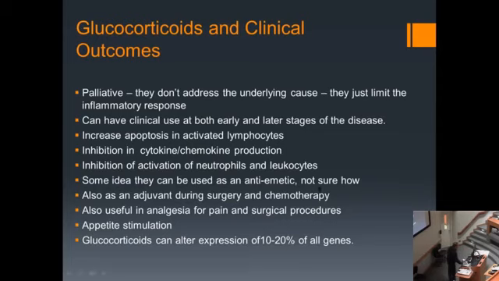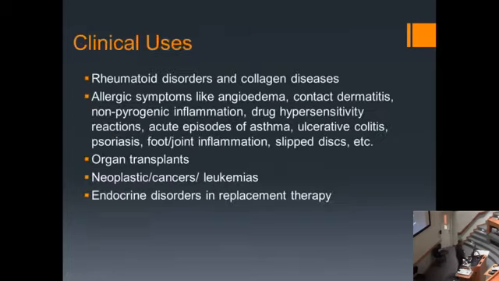There's some idea that they can also be used as antiemetics, so they can inhibit vomiting, but we're not really sure how. We see them used almost exclusively for adjuvant therapy during surgery and chemotherapy. We can use them for analgesia. We can stimulate the appetite, especially in cancer patients. And we can alter gene expression of 10 to 20% of all genes. So there are lots of different outcomes and clinical uses for these drugs as a whole.